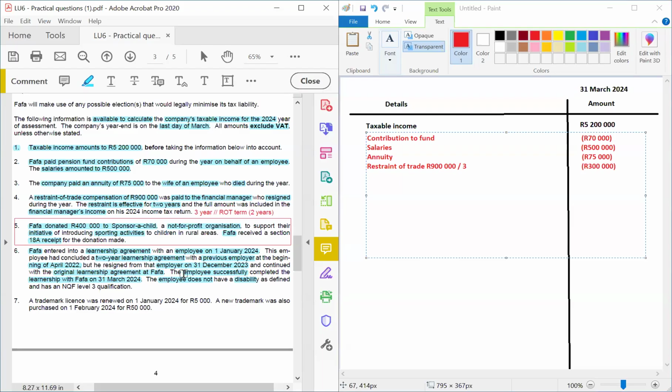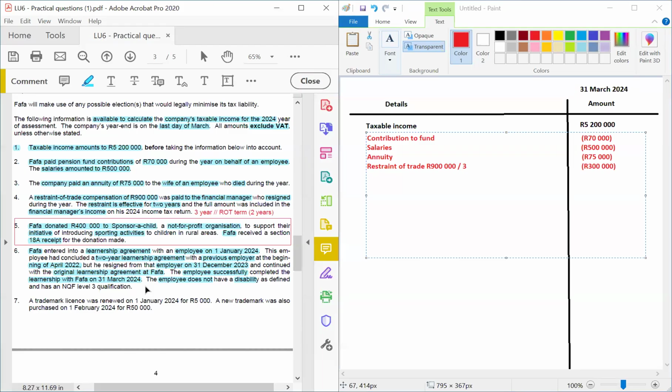So now this employee completed this learnership agreement while in FAFA, not at the previous company. So FAFA is the one that is allowed to claim an allowance because the completion was during FAFA's period, right? So now here are the things that we need to consider. When you're dealing with a learnership agreement for an employee that does not have a disability, you will be dealing with 40,000.